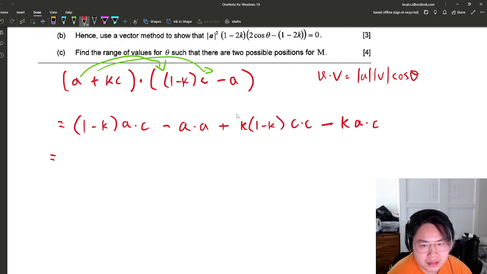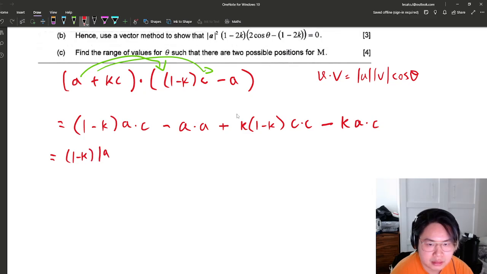Okay, this is 3 marks. Am I doing this the most efficient way? I have no idea.